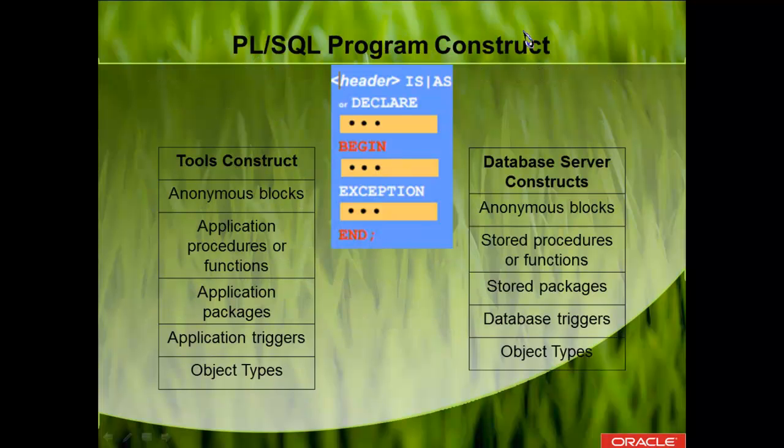This is the special PL/SQL program construct. This is the header, declare, begin, exception, end. These constructs are from anonymous block, application procedure or function, application package, application trigger, and object type. And this is for database server construct. This is anonymous block, stored procedure or function, stored package, database trigger, object types.